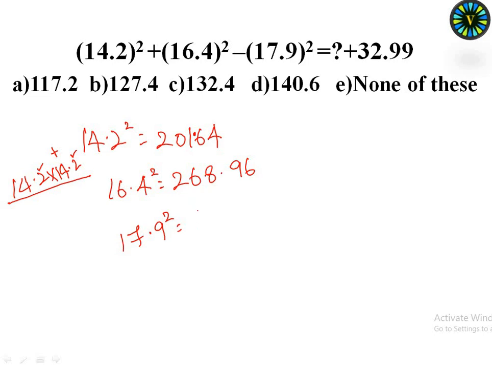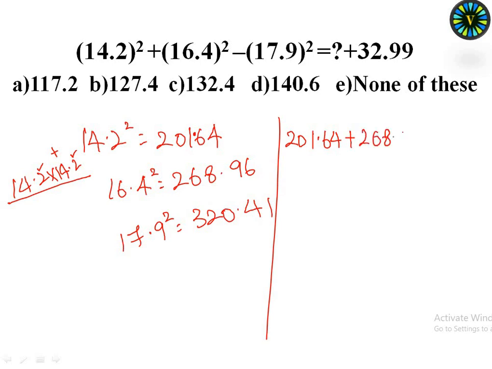What is 17.9 square? We just need to again multiply. Suppose if we multiply this, then we will get 320.41. Clear? Whatever we got, I am taking here, that is 201.64 plus 268.96 minus 320.41 is equal to x plus 32.99. I have taken that question mark as x.